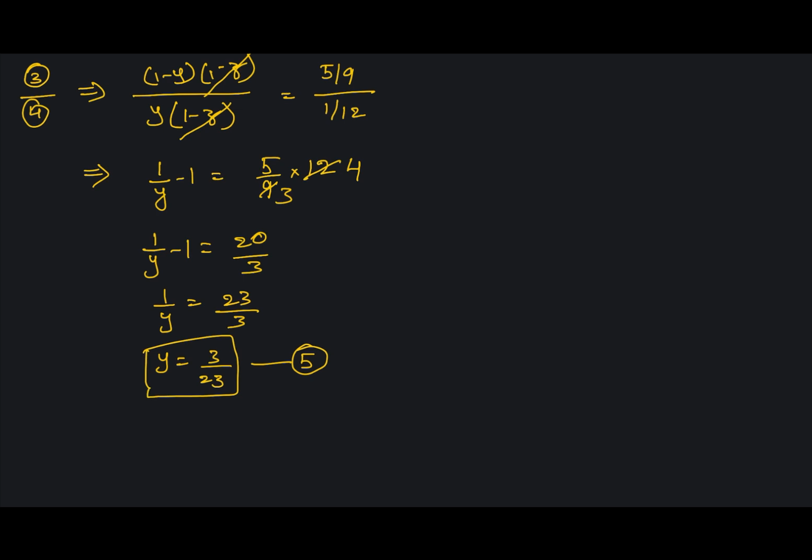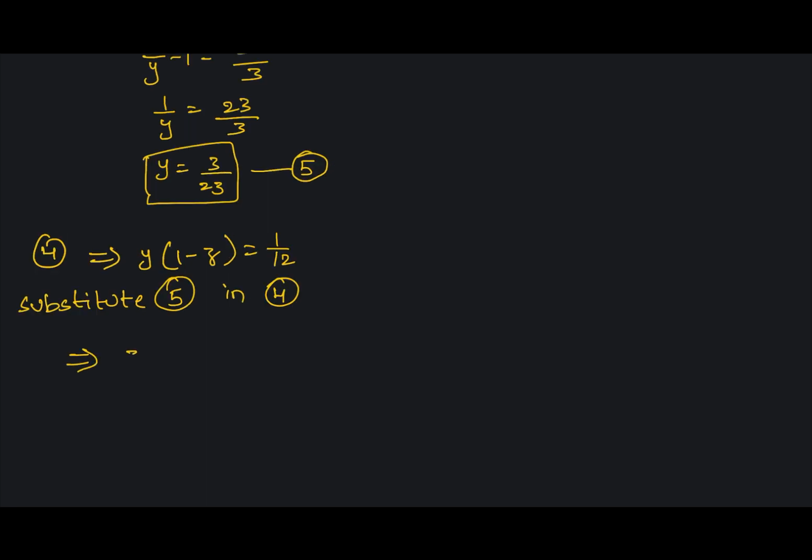And we give this equation number 5. Substitute equation number 5 in equation number 4. That is y multiplied by 1 minus z equals 1 by 12, which is 3 divided by 23 into 1 minus z equal to 1 by 12. So we get 1 minus z equals 23 divided by 36. That is z is equal to 13 by 36.